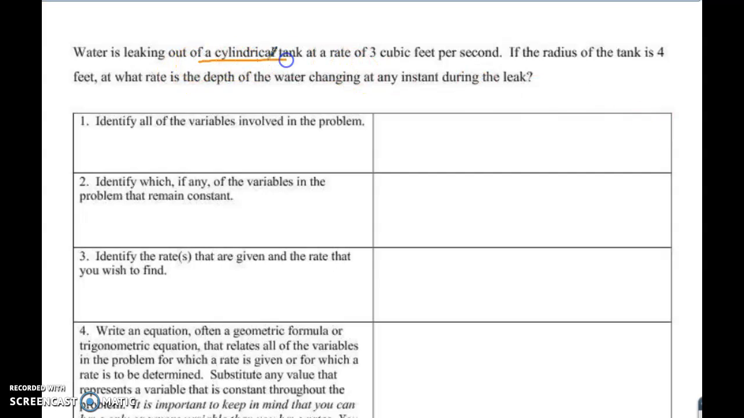So again, your clues are in the problem. A cylindrical tank. The water's leaking out, so that's important. And it's 3 cubic feet. So if you didn't pick up that they were talking about volume in there, think about how we measure volume in cubic units. And it's going to be -3 cubic feet per second because it's leaking out. Okay, if you missed that, it was a rate. This word right here, per, also is a clue that it's a rate.